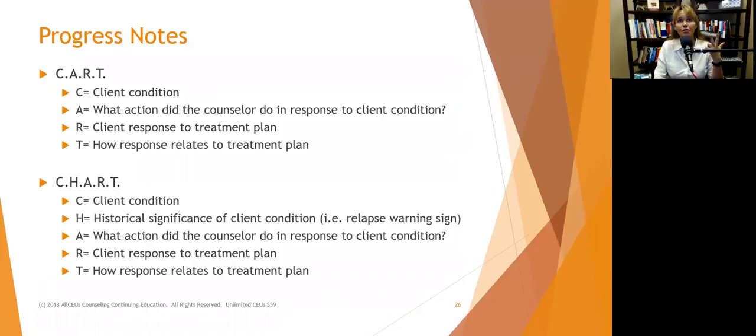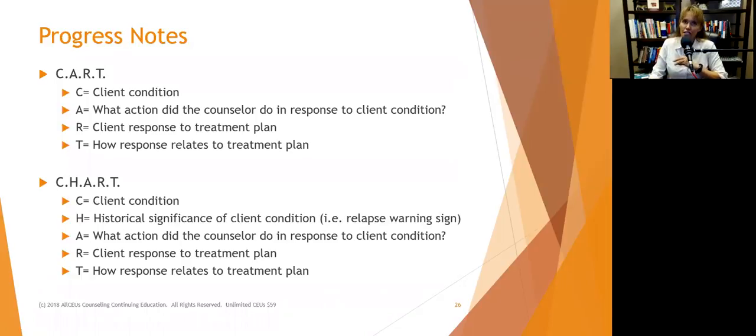R is client response to treatment plan. So what did they do over the week? How are they progressing toward their identified goals? And T is how does their response relate to the treatment plan? So if their response is good, then the treatment plan is going to continue. If their response is poor, then we're going to make adjustments to the treatment plan, and we're going to talk about what adjustments you're going to make here.